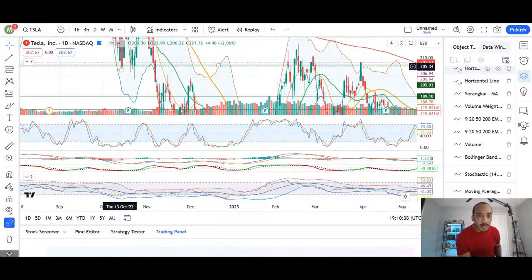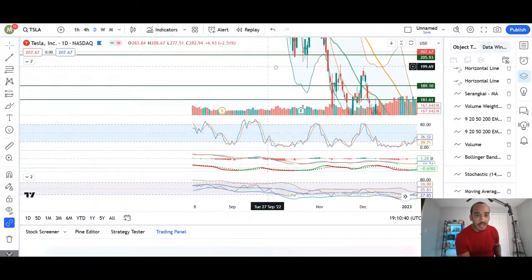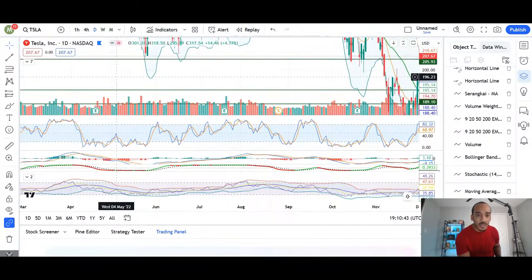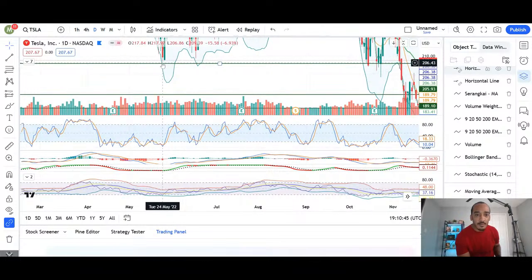It rejected here. Like that level right there is a strong level for Tesla. It rejected here. So if you look back at history, man, it shows you perfect areas and perfect times. You know what I'm saying? Perfect times to go ahead and jump into play.